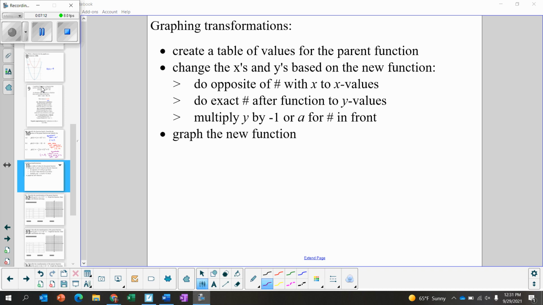In order to graph a transformation, we're going to make the table of values for the parent function. So identify the function family and make the table of values for that parent function. We're going to change the x's and y's based on what transformations occurred. So we're going to do the opposite of whatever was with the x to the x values. So if it was x plus 5 in parentheses, we would do x minus 5. We're going to do the exact number after the function to the y values. So if it was y equals the absolute value of x, and then +2, I would do +2 to the y's. And then whatever was in front of the absolute value bars or the parentheses, either the negative or the a value, we're going to multiply that by y as well. And once I have my new points, I'm going to graph them.